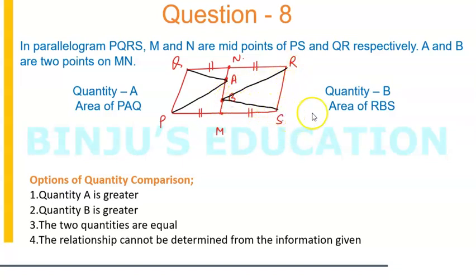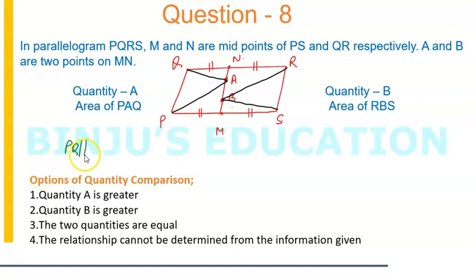RBS. This is what it is. Now these are the two quantities which we need to compare. Basically, they want us to figure out the relationship between the areas of these two triangles. Now, if PQRS is a parallelogram, in a parallelogram we know that opposite sides are equal and parallel.